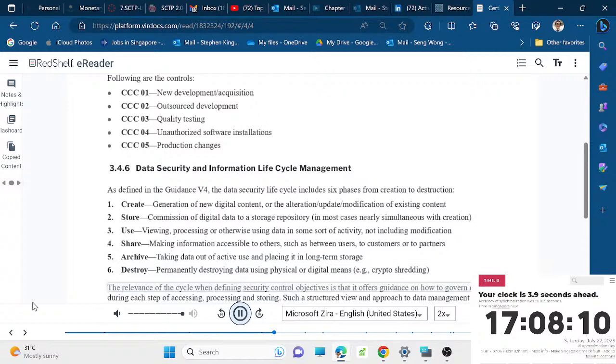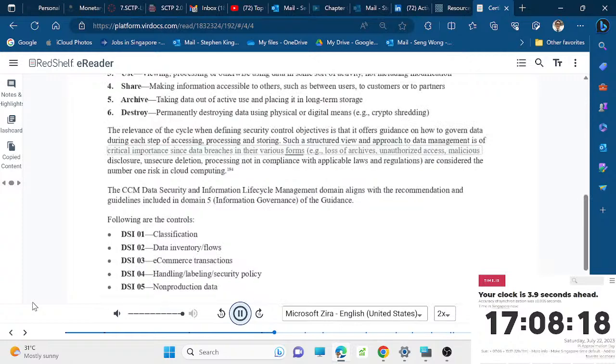6. The relevance of the cycle when defining security control objectives is that it offers guidance on how to govern data during each step of accessing, processing and storing. Such a structured view and approach to data management is of critical importance since data breaches in their various forms, for example loss of archives, unauthorized access, malicious disclosure, unsecure deletion, processing not in compliance with applicable laws and regulations, are considered the number 1 risk in cloud computing.